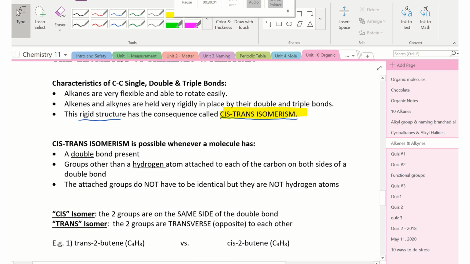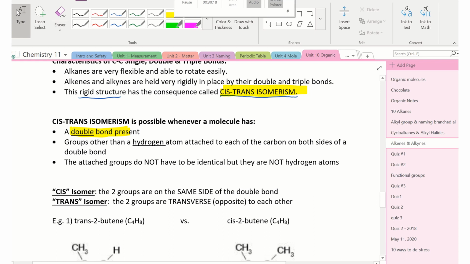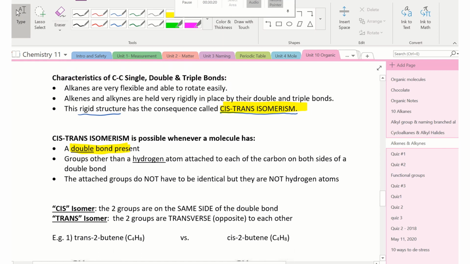Okay, so to determine when cis and trans isomerism is happening, the molecule has to have a double bond present. Then the other point here is the groups other than a hydrogen atom attached to each of the carbon on both sides of a double bond.